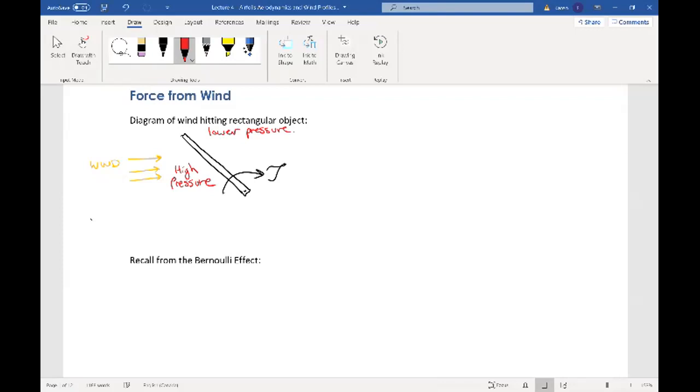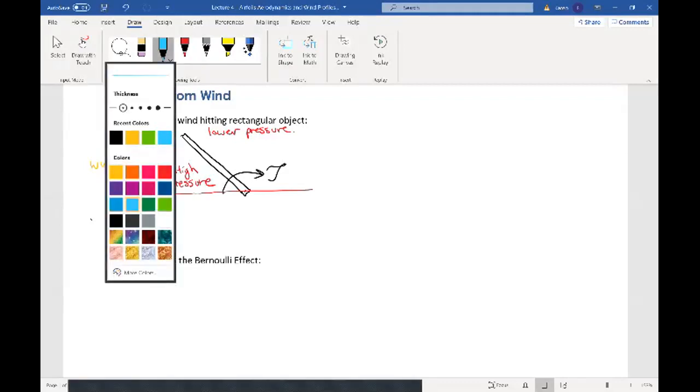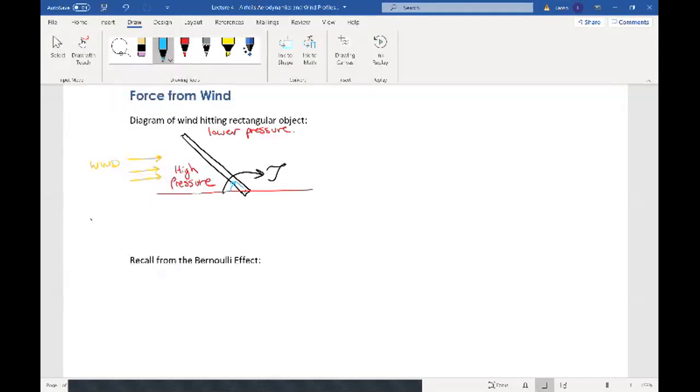And if we remember the Bernoulli effect, we can relate this to velocity. We can relate pressure to velocity, but we'll do that below. So say this wind is coming in and it's hitting a rectangular object. That rectangular object is at angle alpha. So we'll call that angle alpha to the horizontal.